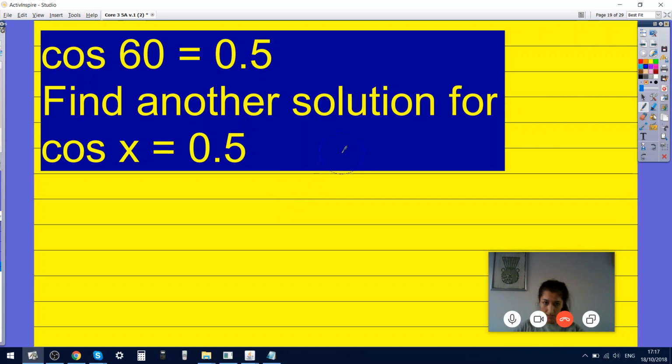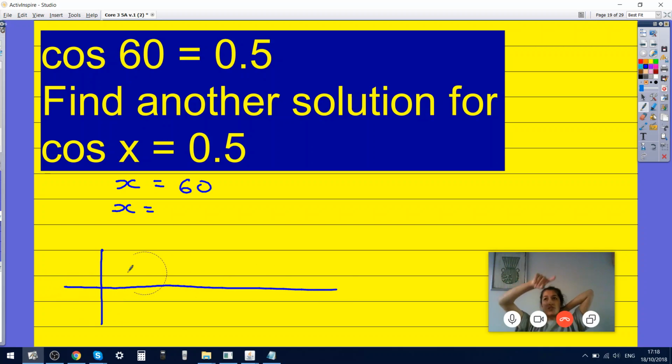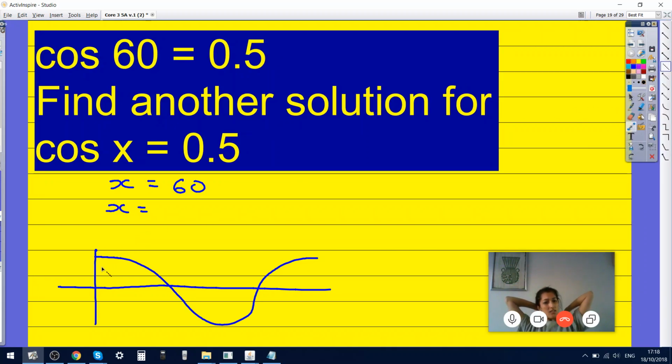Cos 60 equals 0.5. So basically x equals 60. Is there any other answer you can get? Do you know how to get a second answer for cosine? Also, I can't remember the graph. Is that the one that looks like a U? Yeah. Do you add 180? 360 minus first answer.